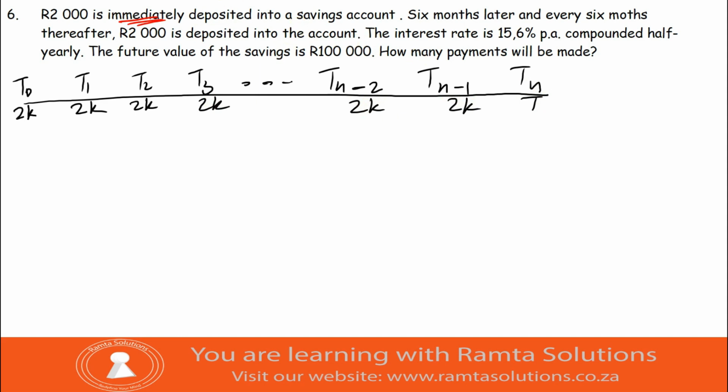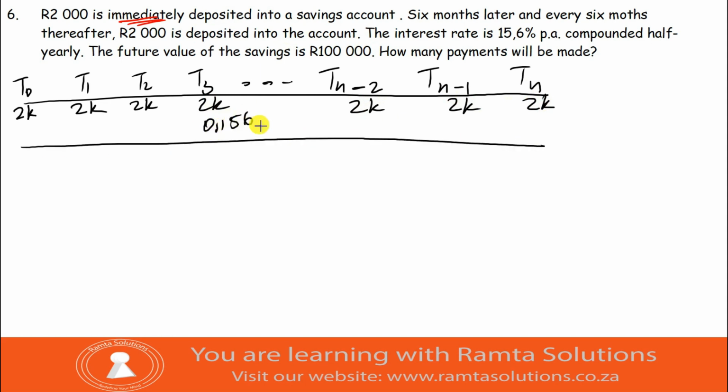Okay? And 2K. All right? And 2K. Now, what is the interest? The interest is 0.156 divided by 12. They say how many payments will be made. So I'm going to say future value is equal to x into 1 plus i to the n minus 1 all over i.